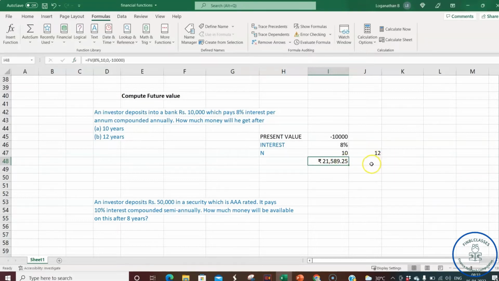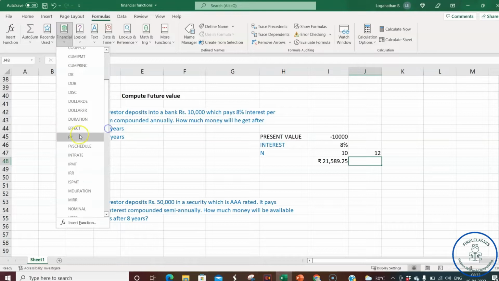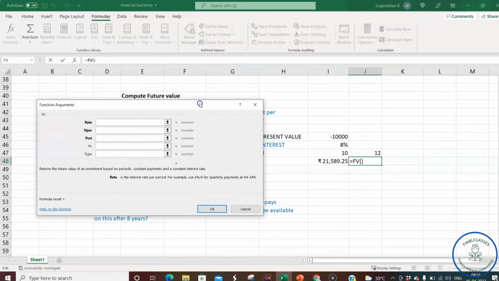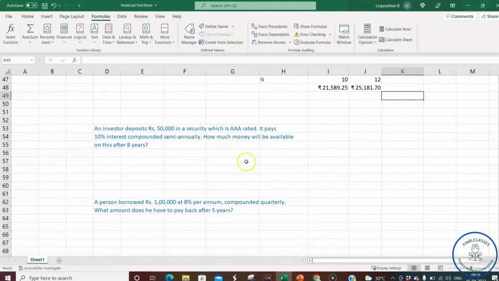Suppose it is in case of 12 years. Similarly, go to the formulas tab. From the formulas tab, go to financial function. From the financial function, select the FV, the future value that we have to calculate. And rate, I put as 8% over here. Then the number of years is 12 in this case. Then there is no annuity value. I put it as 0. And present value is 10,000, which has been deposited in the bank today. So after 12 years, what will be the value? So I click OK. Then you find that the value is 25,181.70.